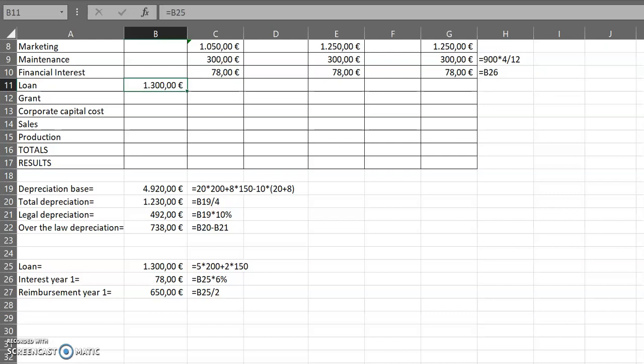So the money coming into the company, the full loan, it's going to be a collection. And then there's going to be a payment, and that's the reimbursement of the loan for this year. They also got a capital grant of 10,000 to expand the business. So it's a capital grant, which means it's only a collection.